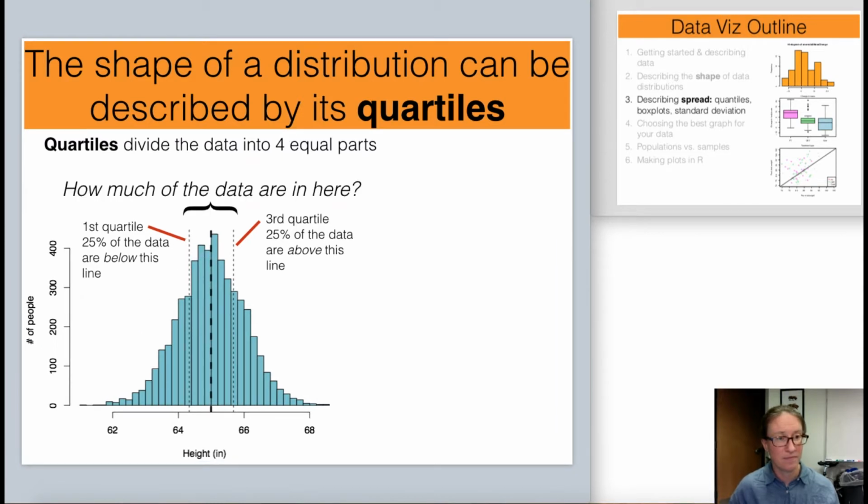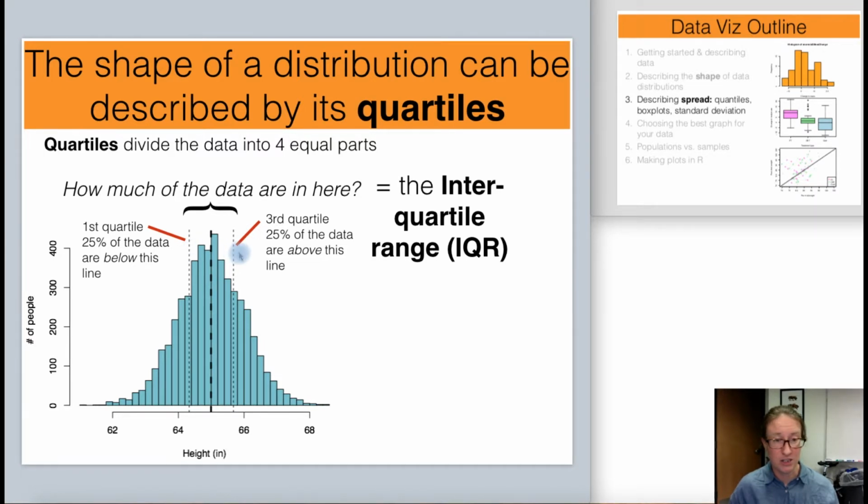Okay, so quick question. How much of the data are between the first and the third quartile? That's going to be half of the data, right? And this region is referred to as the interquartile range.